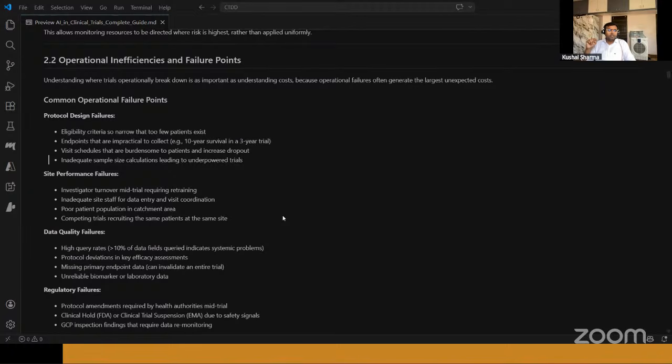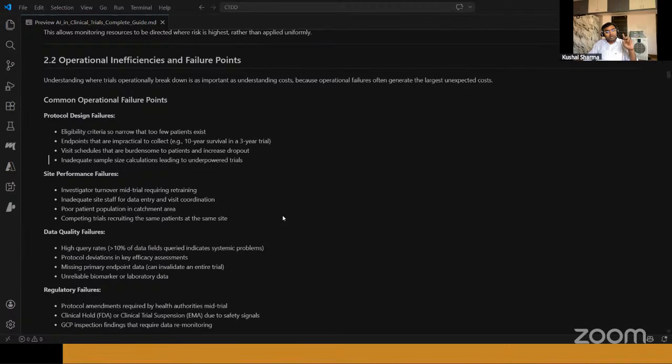Then site performance failures. Investigator turnover mid-trial requiring retraining. Then inadequate site staff for data entry or visit coordination. Poor patient population in the catchment area. Competing trials recruiting the same patients at the same site.